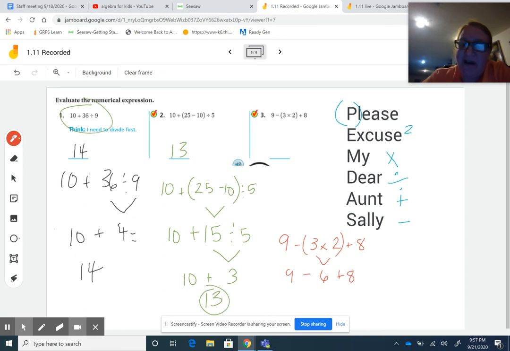So now we have add and subtract. Do whichever one is first. So in this problem, 9 minus 6 is first. 9 minus 6 is 3. And then 3 plus 8 is 11. So our answer is 11.